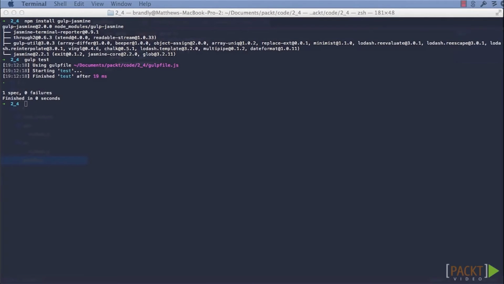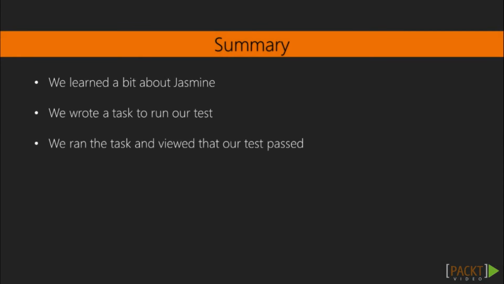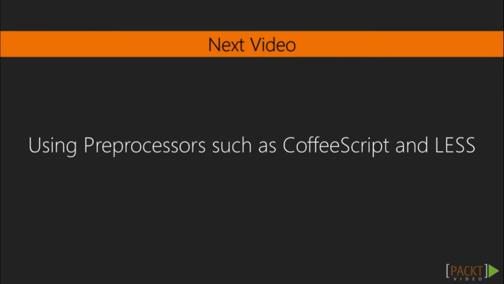This example is trivial, but if we wrote a larger program, it would be valuable to have tests to ensure that everything behaves as we expect it to. Wiring this up with a watch task would be particularly useful since our test could automatically execute as we wrote code. So we took a quick look at how Jasmine works using a simple example. We installed a plugin called Gulp Jasmine, and we wrote a task to execute our test, showing that our function behaved as we expected it to. Next, we'll take a look at a couple preprocessors called CoffeeScript and LESS.